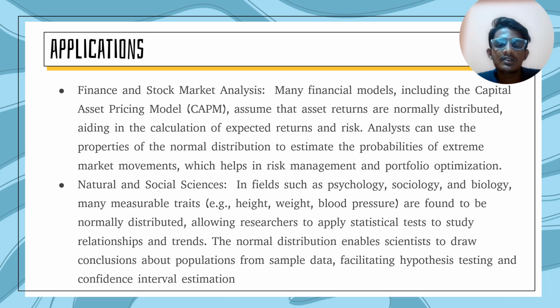Natural and social sciences. In fields such as psychology, sociology, and biology, many measurable traits are found to be normally distributed, allowing researchers to apply statistical tests to study relationships and trends. The normal distribution enables scientists to draw conclusions about population from sample data, facilitating hypothesis testing and confidence interval estimation.